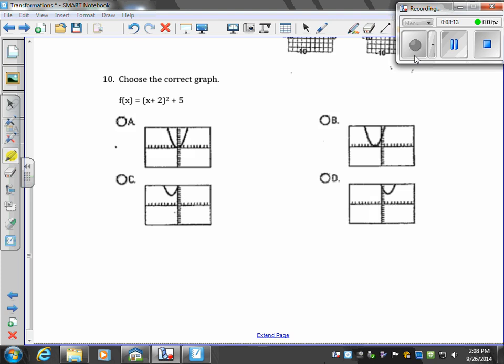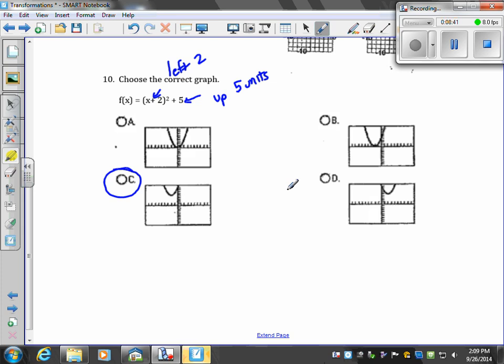Number 10, our function f of x equals x plus 2 squared. We know that's a parabola from our parent graph. And then we look closer and see that this tells us to the left 2 units, and this means up 5 units. Okay, so left 2, up 5. Which one looks like it took the parabola, moved it to the left 2, and up 5? Good, it's C.